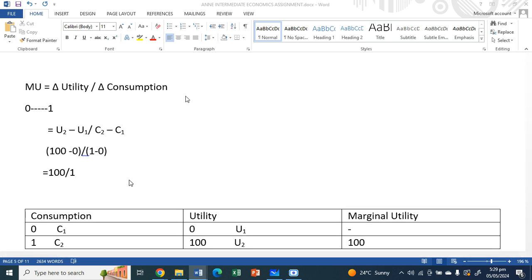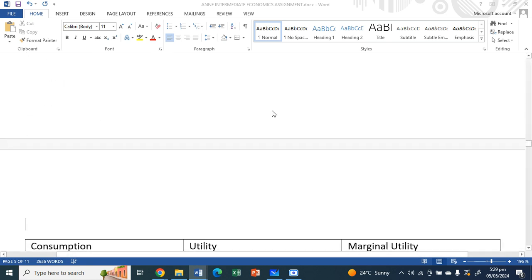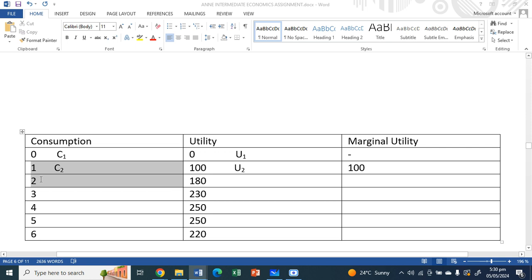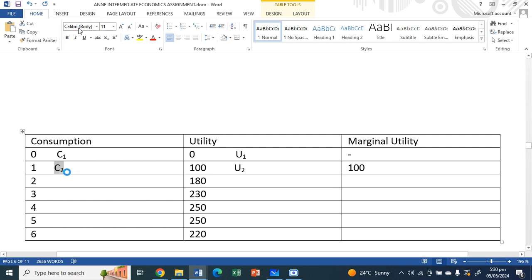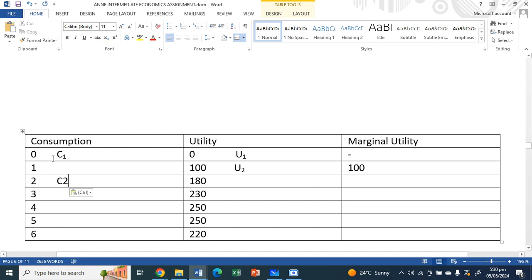Okay, let's now see when we increase our consumption from 1 unit to 2 units. Okay, so we come to our table. So we're moving from 1 unit to 2 units. So in terms of consumption, our C2, which is our new consumption, is going to be 2. This is what you label as your C2. Then C1, which is the initial consumption, is going to be 1 unit.